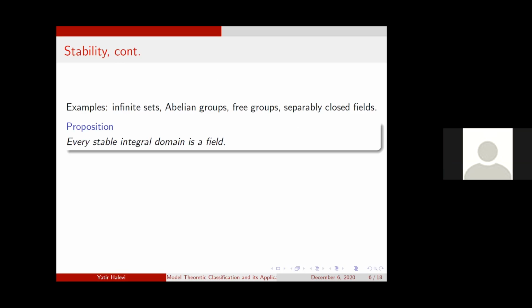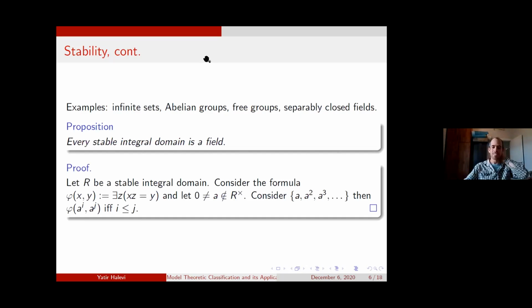I claim that if we have a stable integral domain, so it means that you have an integral domain in the language of rings, and you know that the theory is stable, it must be a field. Every element must be invertible. But really, yeah, so let's give the proof. But really, you'll see that we need even much less instability to do that.